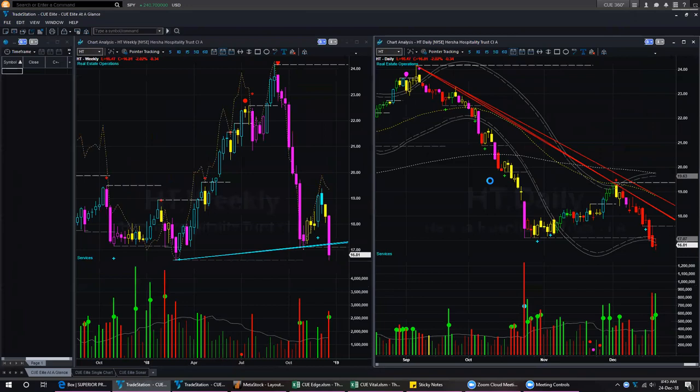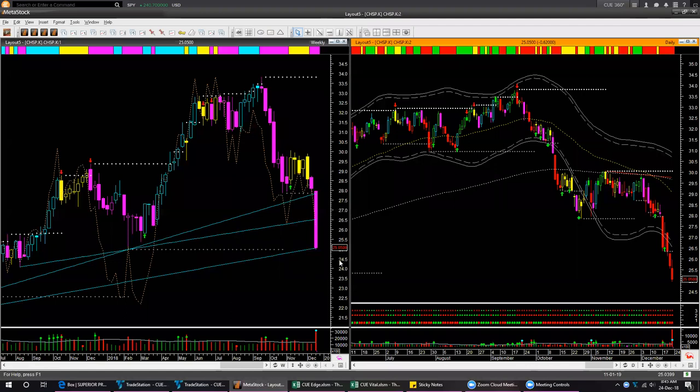MetaStock is not a brokerage platform. TradeStation is a brokerage platform. They have detailed data about options. And we have created multiple templates, just like in the case of Q Global on MetaStock. Each template has a specific purpose.